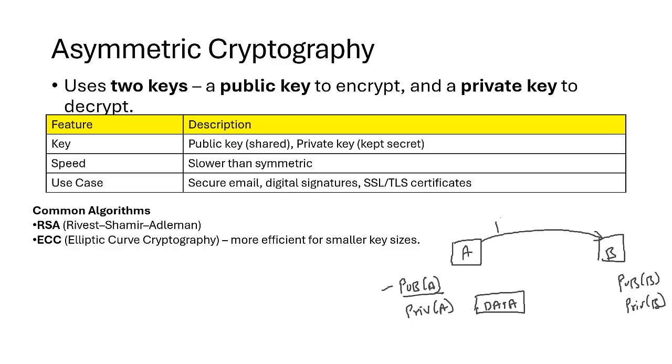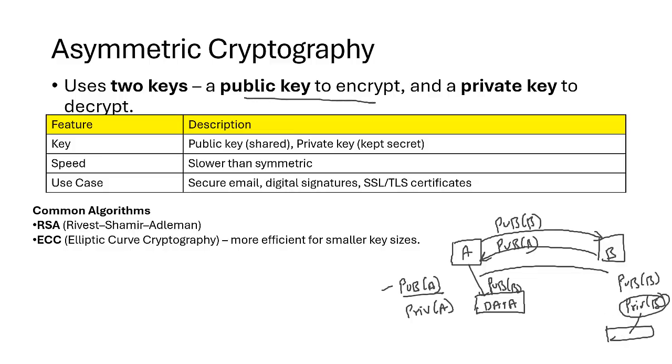So A will request B's public key. B will share his public key. A will encrypt the data with the public key of B and send it to B. When B receives the data, it can only be decrypted by the private key of B. By this way, data can only be read by B. So that's why we say we use 2 keys: public key to encrypt and private key to decrypt.